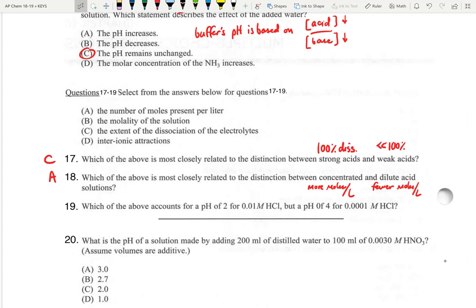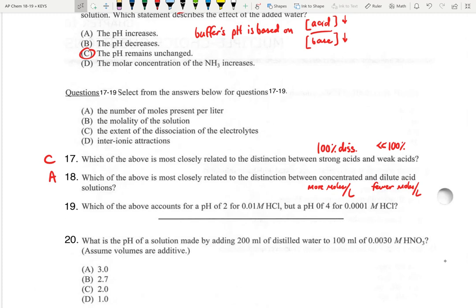But it is important to note here that HCl is a strong acid. So in both of these solutions, it'd be completely dissociated. Therefore, choice C cannot be the answer because they're both strong acids. In both solutions, the ions would be completely dissociated. So C's out.